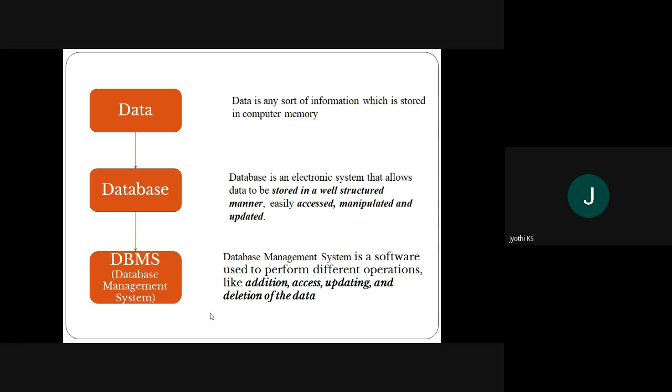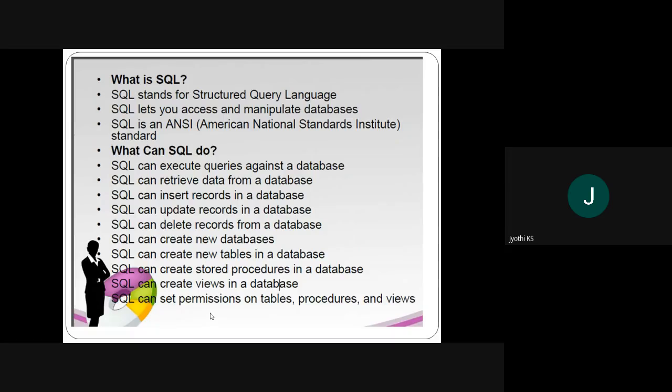All of us know that data is any useful information which is stored in a computer's memory. And a database is an electronic system that allows data to be stored in a well-structured manner that can be easily accessed and manipulated. DBMS is the software which enables us to create, access, and update the database operations. So this is the introduction to data, database, and DBMS. Without taking much time on the theory, as you will be studying all the theoretical aspects in DBMS theory, let me get into SQL.